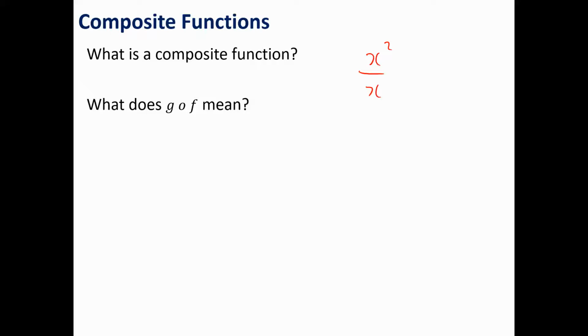They give it to you like this. Before you simplify, you have to check, do the domains work? And that technically is a composite function. Okay? All right, here we go. What is a composite function? We've got some examples. What does g, and the little o, f mean? How do you read this?